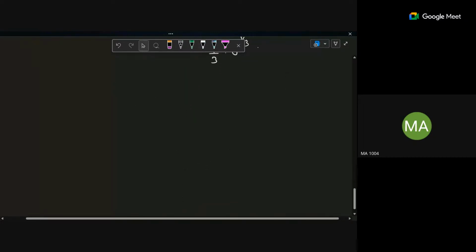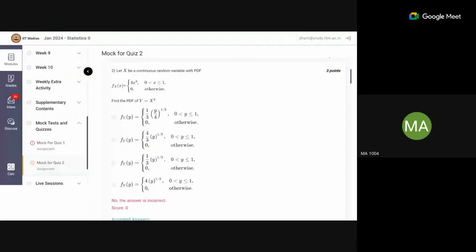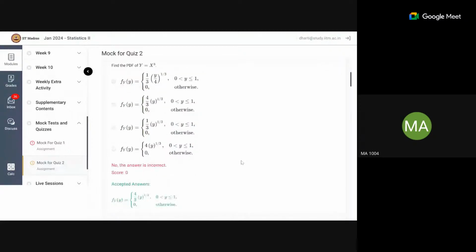Okay, fine. So the next one is... so this was the manual method. If you know how to use the theorem, you can go with that also. That is fine. Actually, that is the easiest way and fast method.